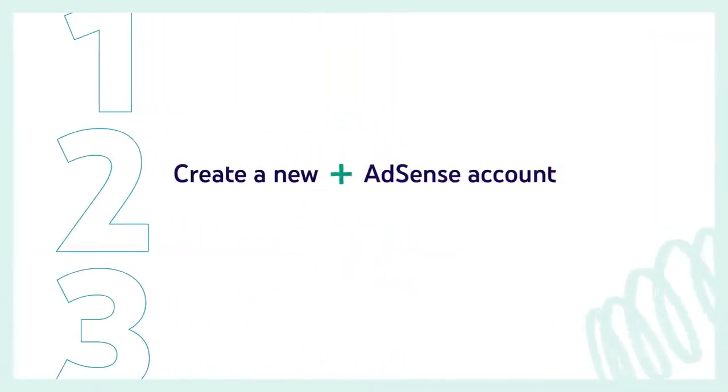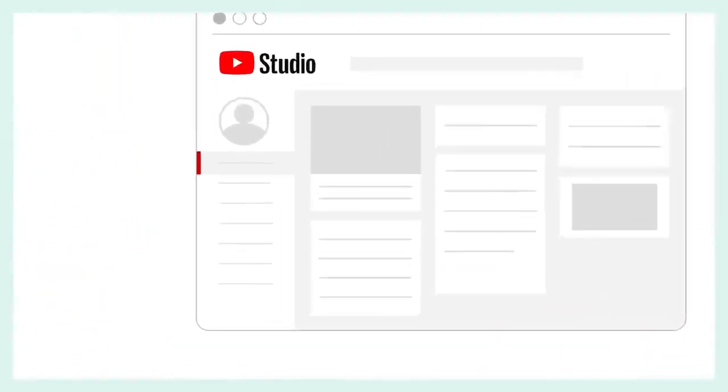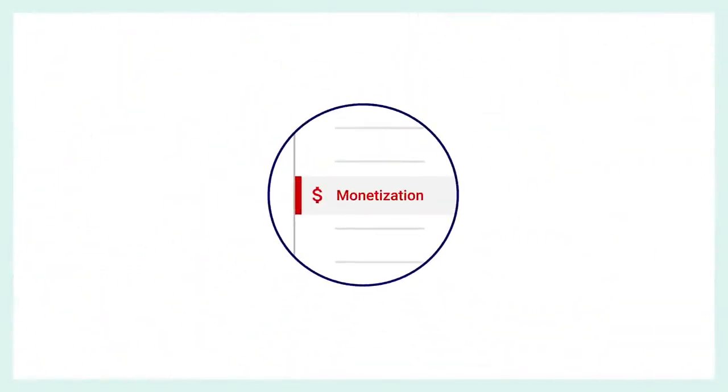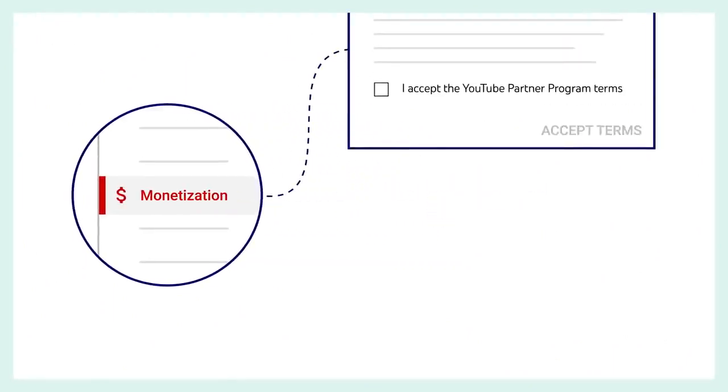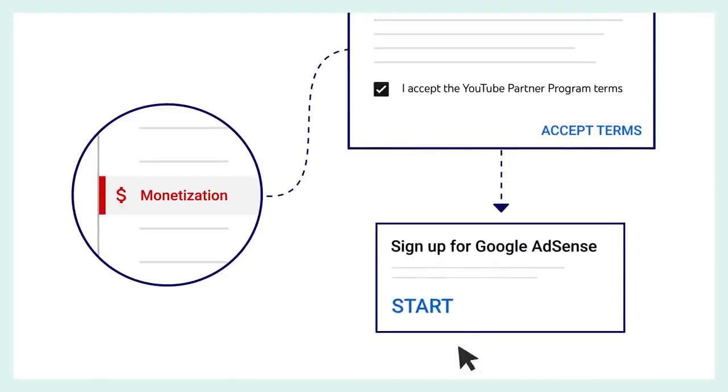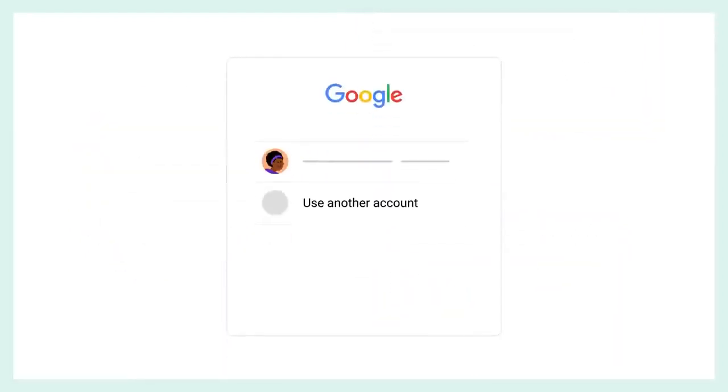When you're ready to apply to the YouTube Partner Program, here are the steps you'll need to follow to create a new AdSense account and link it to your channel. First, sign into YouTube Studio on desktop. Go to Monetization in the left menu where you'll begin your application. From there, review and accept the YouTube Partner Program terms. Then, click Start on the Sign Up for Google AdSense card. Then choose which Google account you would like to use for AdSense.